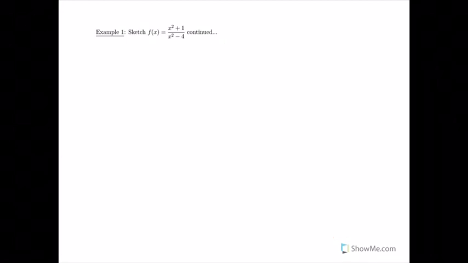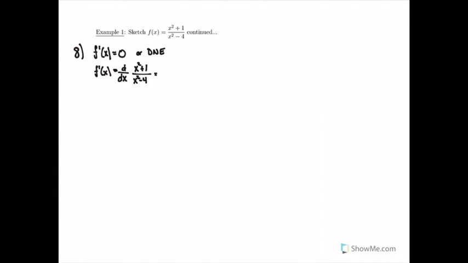Now we're going to think about the shape of the graph, and to do that, we're going to find the critical points of the function and the derivative. So step 8 here, we are going to find when the derivative is equal to 0 or does not exist. So we need to find the derivative here. To do this, we need the derivative of x squared plus 1 over x squared minus 4. We need to use the quotient rule.